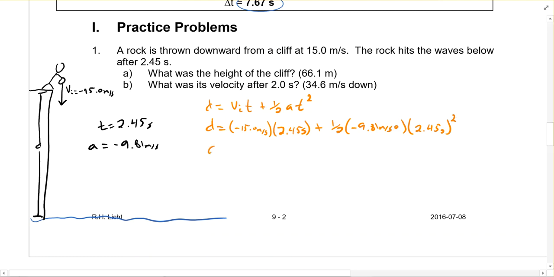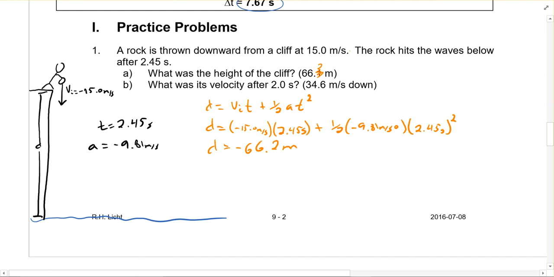And I get D is equal to negative 66.2. It's a little bit off, I guess. 66.2 is what I got. Meters. And my answer is negative because it's comparing it to where I started. So it's 66.2 meters down, right? So you could also say that the cliff was 66.2 meters high.